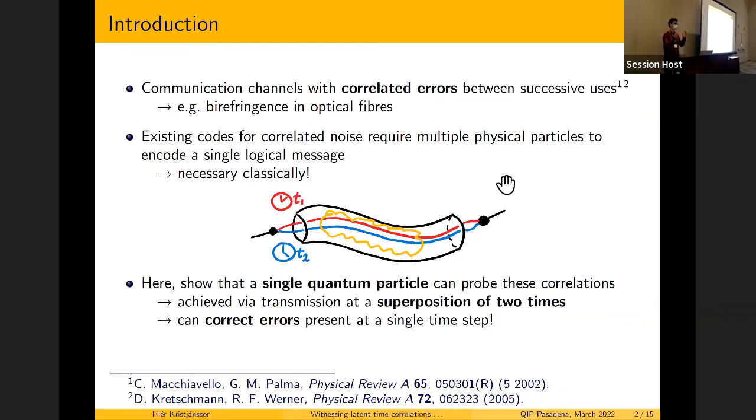But in this talk, I'm going to show you that in quantum physics, in fact, a single quantum particle can probe the correlations between successive uses of the same transmission line and allow us to perform, again, mitigation of the errors using this technique. And we do this by transmitting the particle in a superposition of two different times.